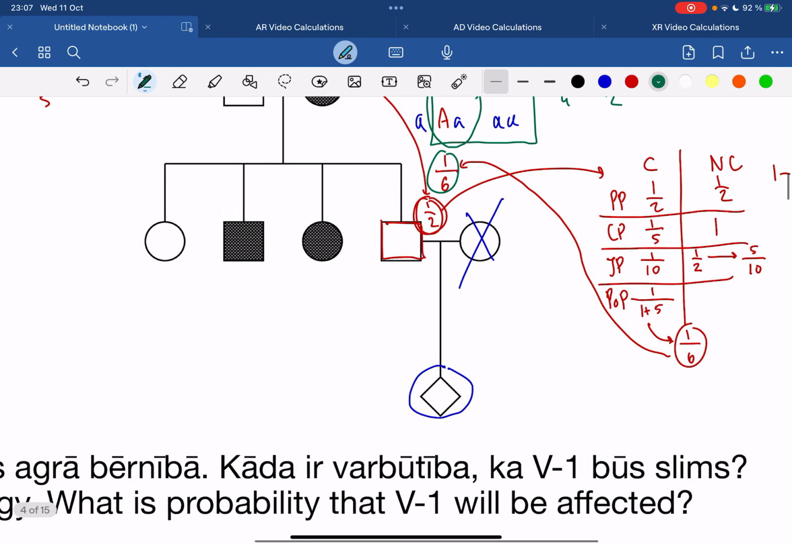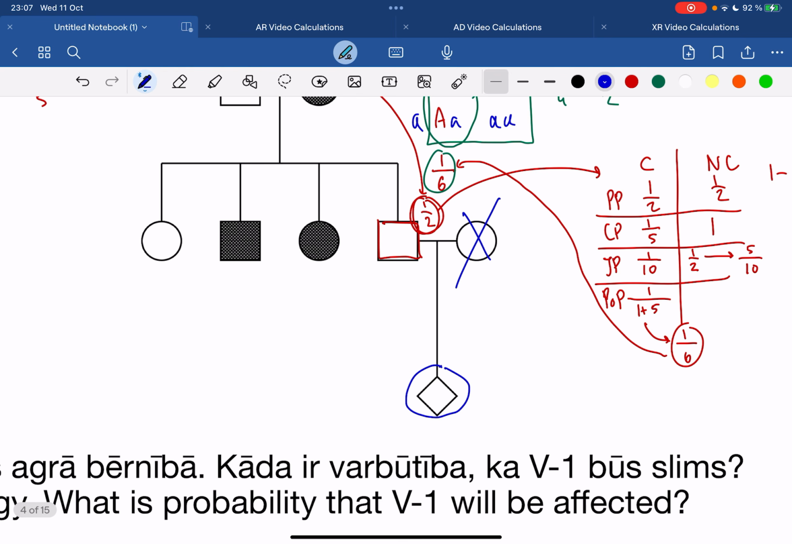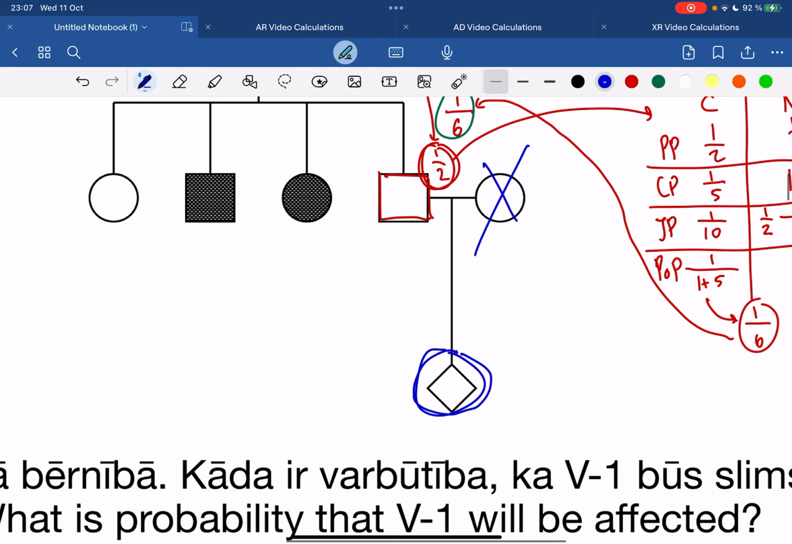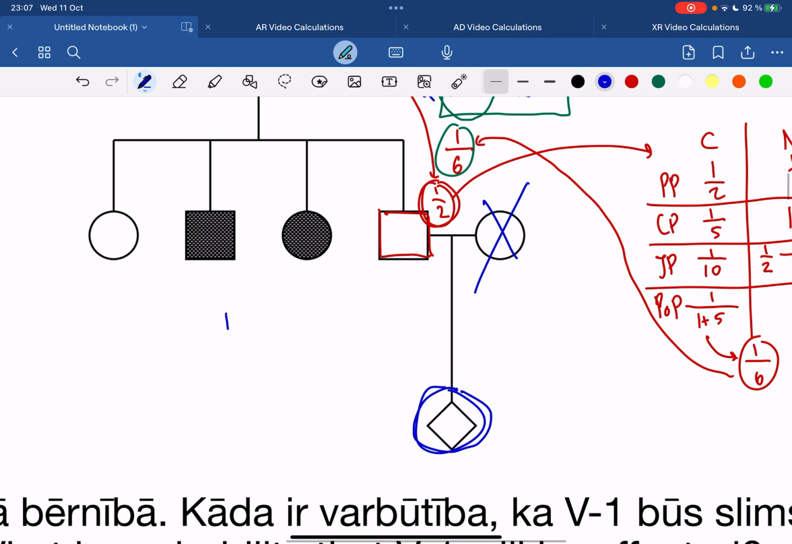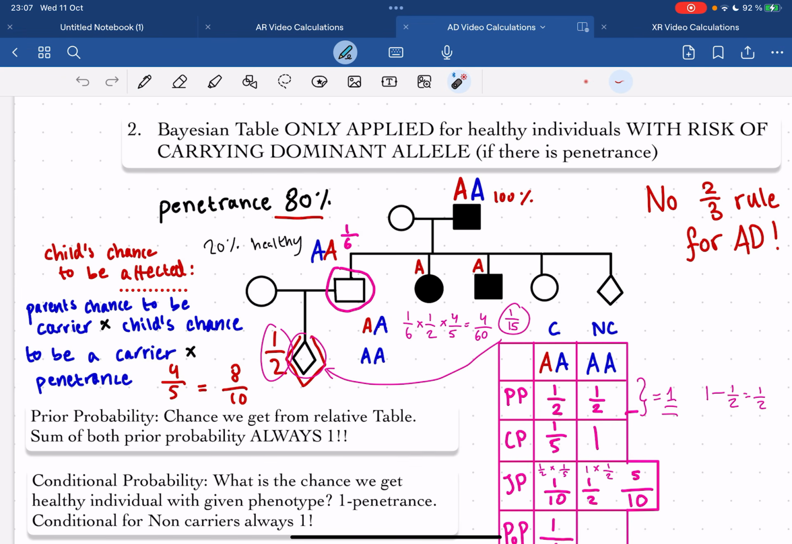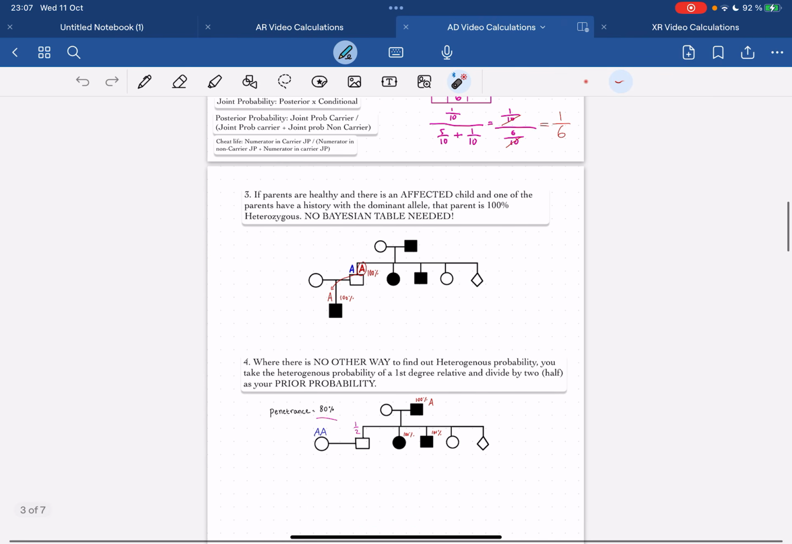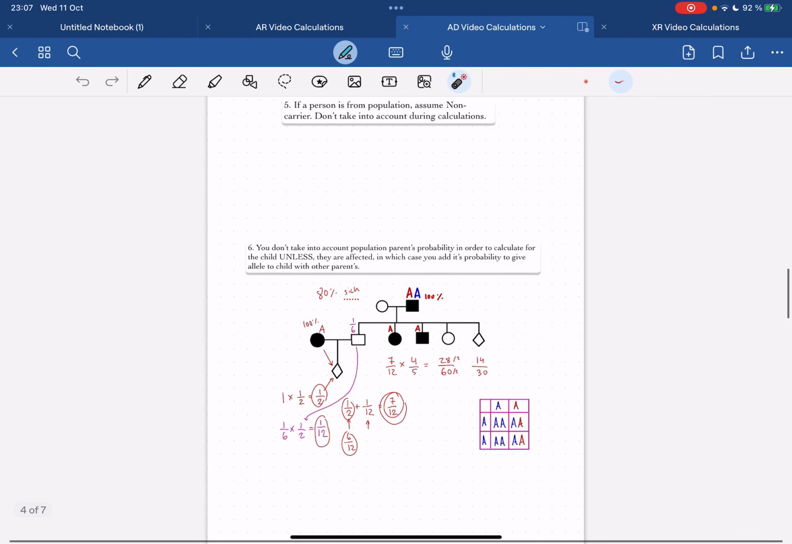And now we have to calculate the value for the child to be sick. So we take the parent's value, 1/6, times, and let's look at our rule book again. If I remember where I put it.